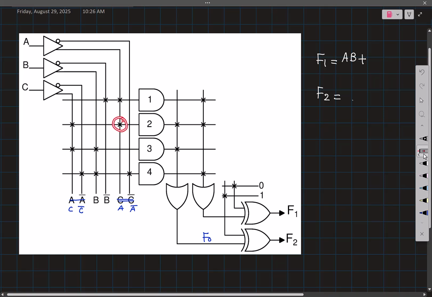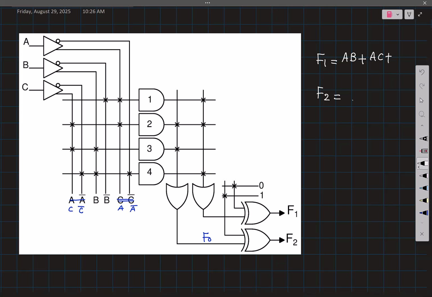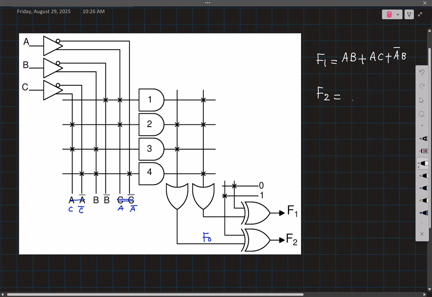So what is this? A, and what is this? C. So this is AC. Quickly tell me what this is. That will be A bar, B, C bar.